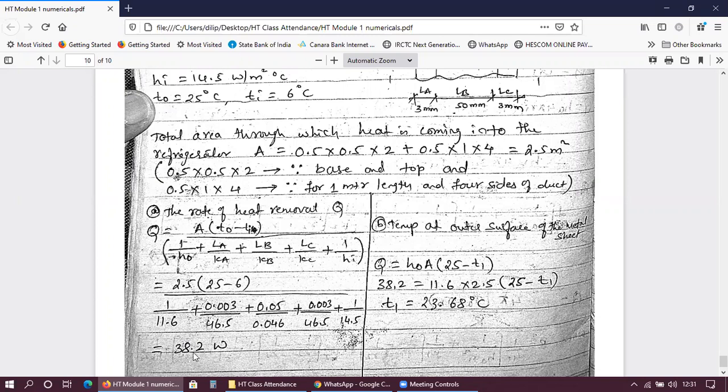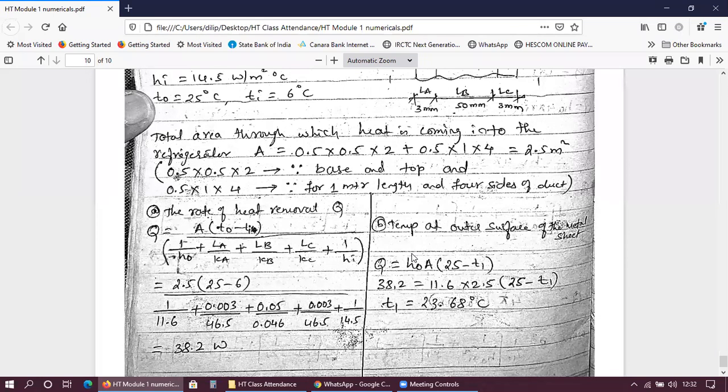So 38.2 watt is the rate at which the heat has to be removed from the refrigerator, right? So this much is the work that is to be done on the refrigerator to maintain the temperature of 6 degrees Celsius inside the refrigerator. Next, is it understood, Swaroop? Yes, sir. Understood.